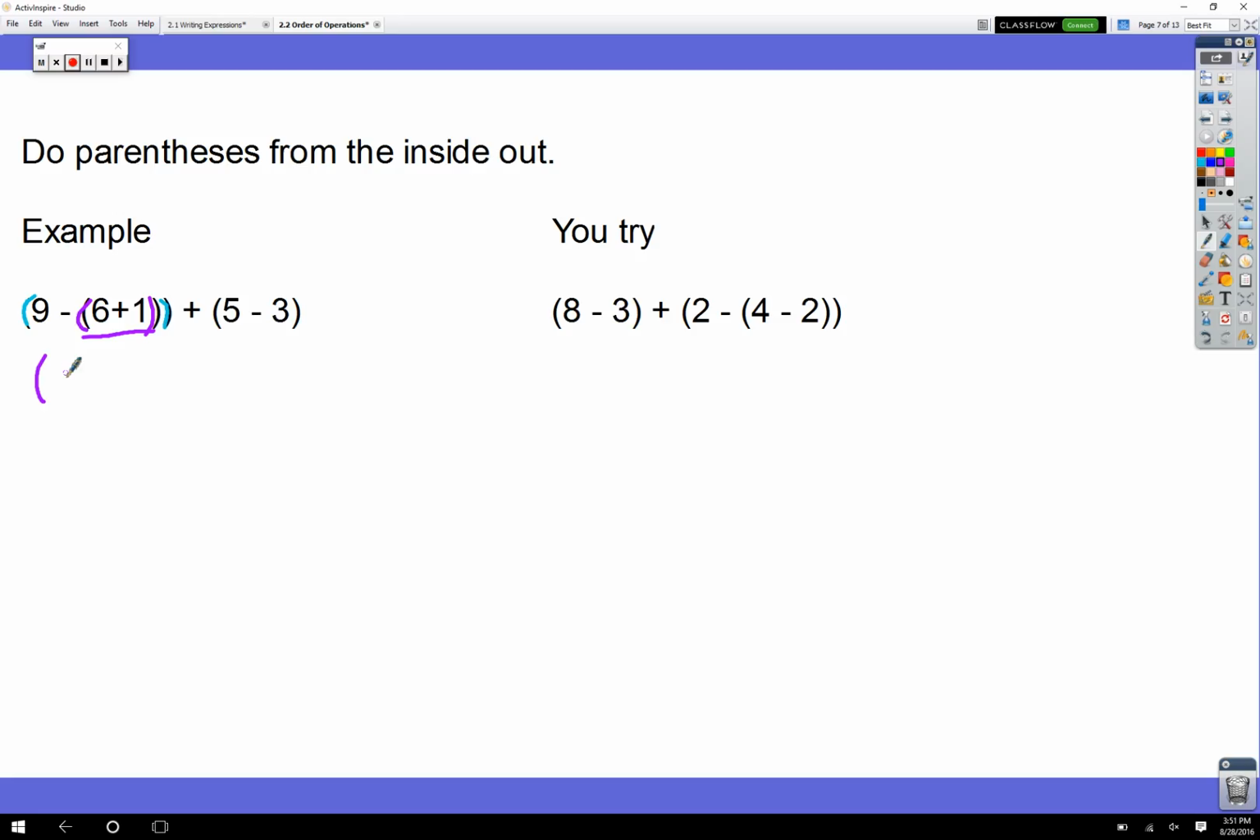So I'm still going to keep my parenthesis. I have 9 minus 6 plus 1 is 7, plus 5 minus 3. I'm just going to leave that as 5 minus 3. Okay, now I'm going to go through and do the rest of my parentheses. 9 minus 7 is 2, plus 5 minus 3 is 2, and 2 plus 2 is 4.